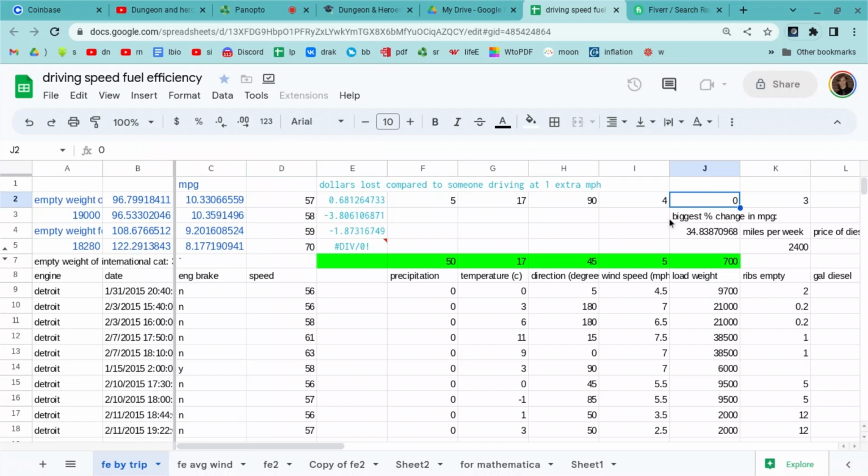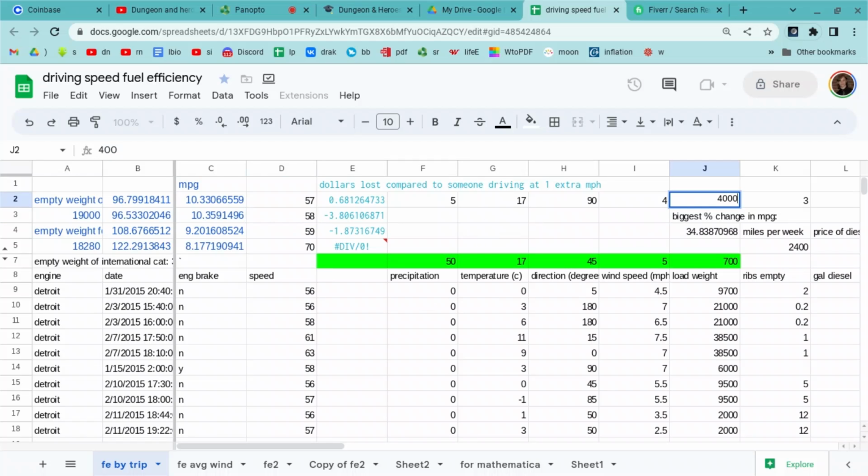And then we can check different numbers. So at zero weight, in these environmental conditions, 58 miles per hour is optimal. And I found it to be true for all trucks: Detroit, Volvo, Peterbilt, Caterpillar, all of the trucks ended up with similar numbers. They all were optimal at zero weight at 58 miles per hour.